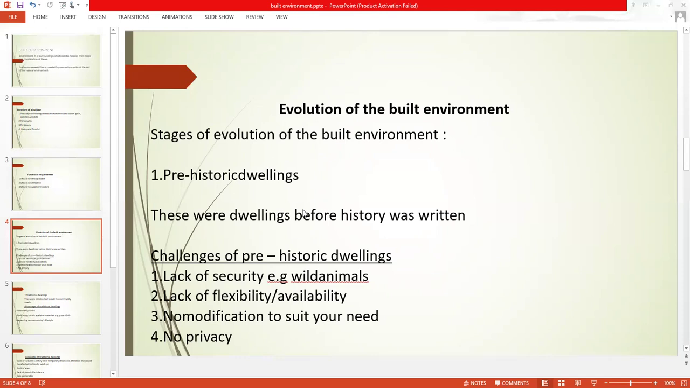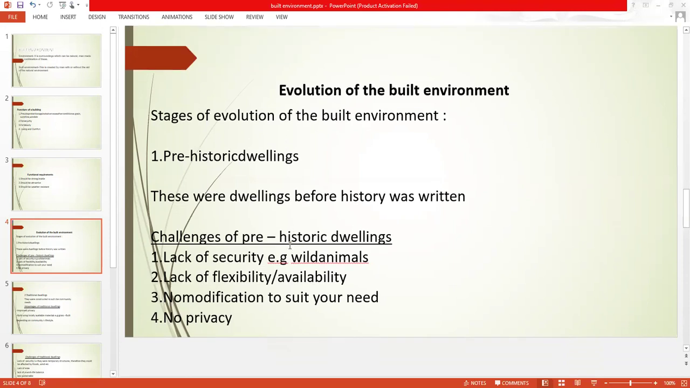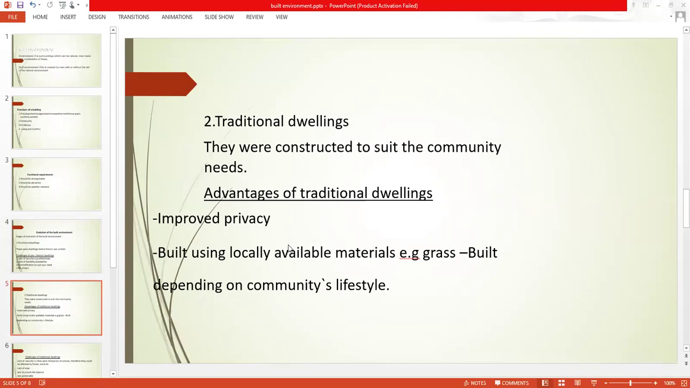Then we have nomadic movement to suit your need. So if some are pastoralists, they have to go to where they can graze their animals. If others are farmers, they have to go where there is land to farm. Then it has no privacy because in a cave, there are no doors. So up to there, are we okay, class? Yes, we are okay.